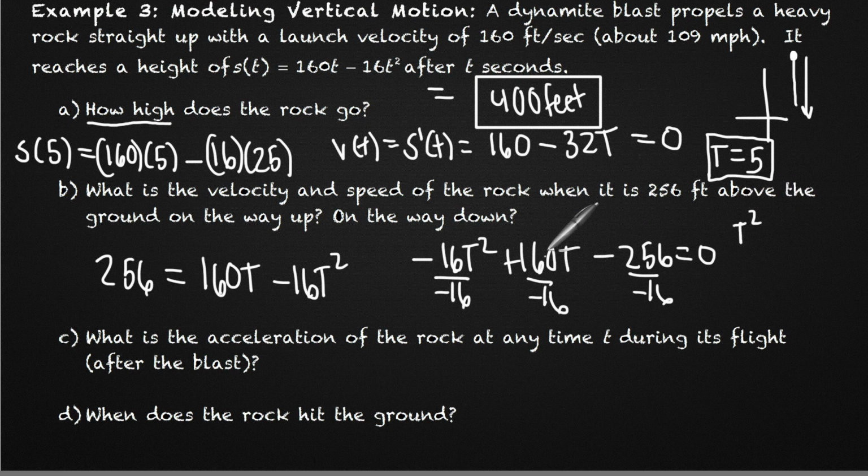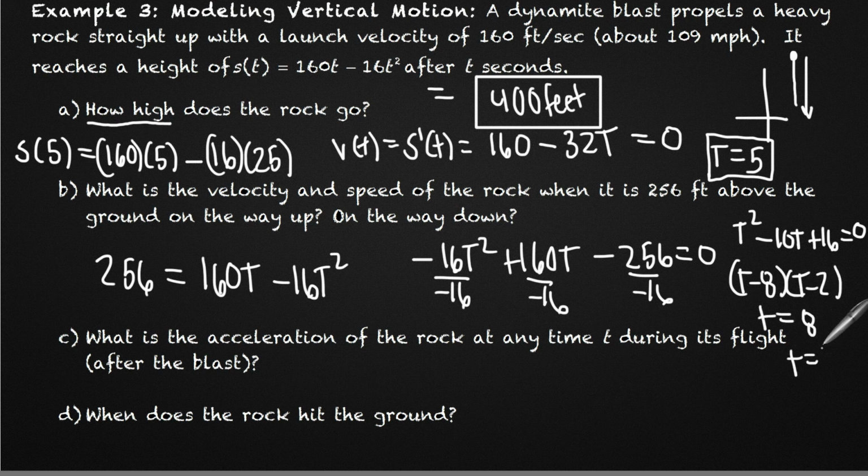And this is going to give us a negative 10t. And then this is going to give us positive 16 equals 0. So we factor this, and we get t minus 8 and t minus 2. So that gives us 2 times, 8 seconds and 2 seconds, when the rock is at a height of 256, obviously on the way up and then on the way down.